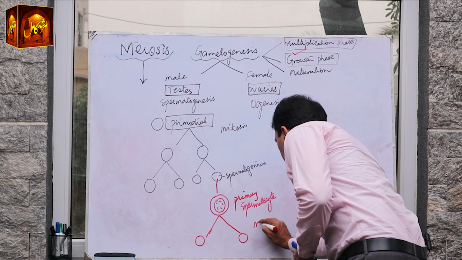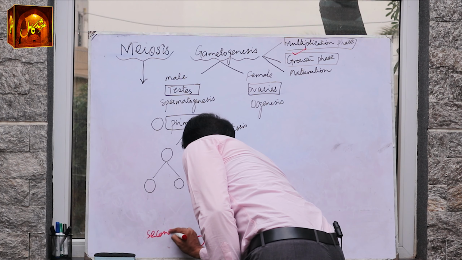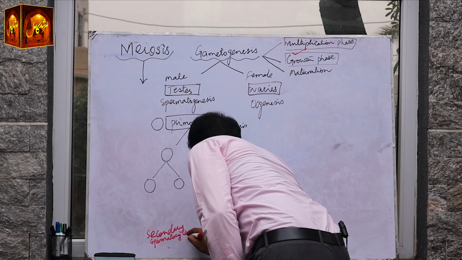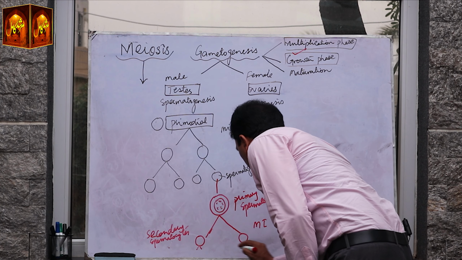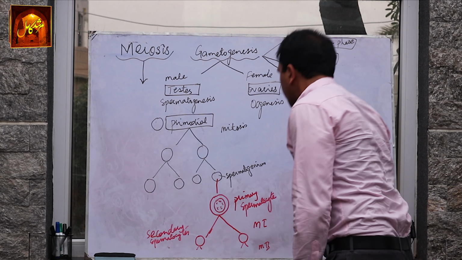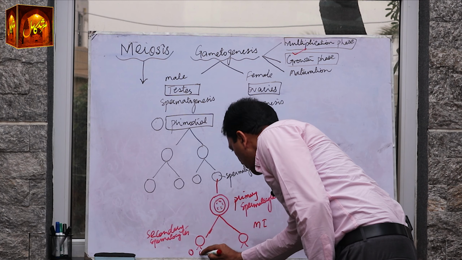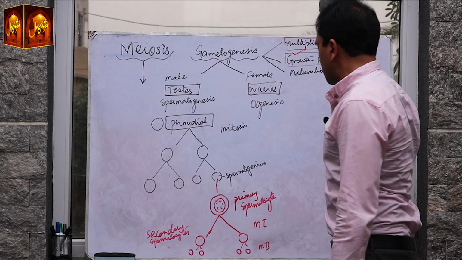In meiosis 1, this primary spermatocyte will be divided into 2 cells, and these cells are called secondary spermatocytes. Then these 2 cells in meiosis 2 division will change into 4 cells. These 4 cells are called spermatids.